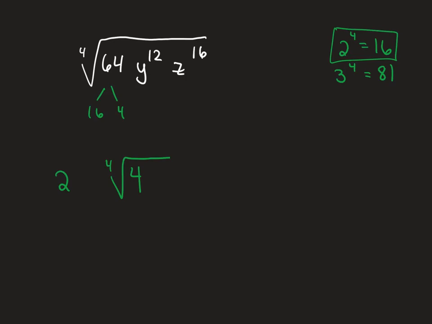And now we do the variables twice. So for y^12, there are 3 groups of 4, and there are no extra. So it's just y cubed on the outside. As for z, there are 4 groups of 4, and also there would be none left over. So this would just be our solution. Now if there are any extra, you just leave them inside the root like before. But in this case, they all come out evenly.